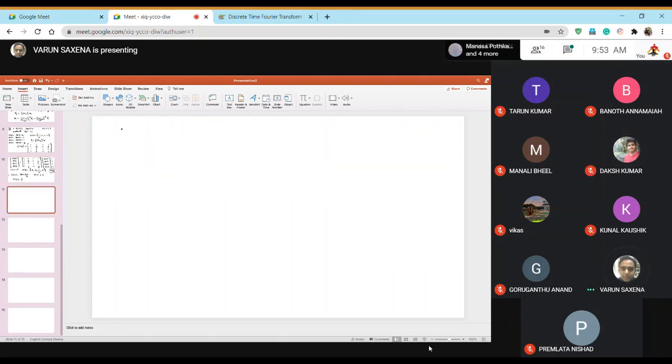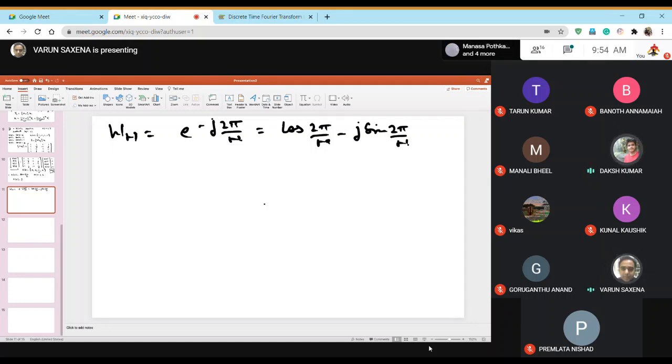Look at this, Daksh. W_N is basically e to the power minus j 2 pi by N, right? What does this value depend upon? It depends only on capital N, right? Now, if you have to evaluate W_N to the power kn, right?